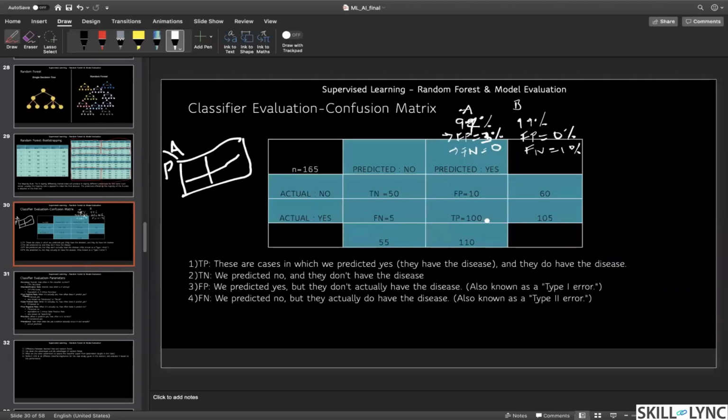So when it is actually yes, how often does it predict yes? That is true positive divided by true positive plus false negative. So for some organizations, accuracy will not be a matter. The measure of performance would be recall for some organizations. They always try to improve the recall.